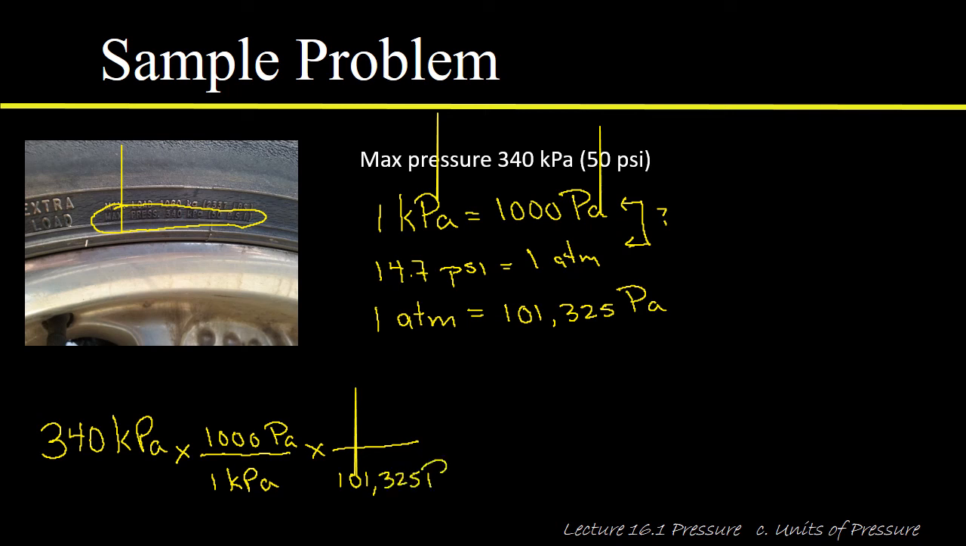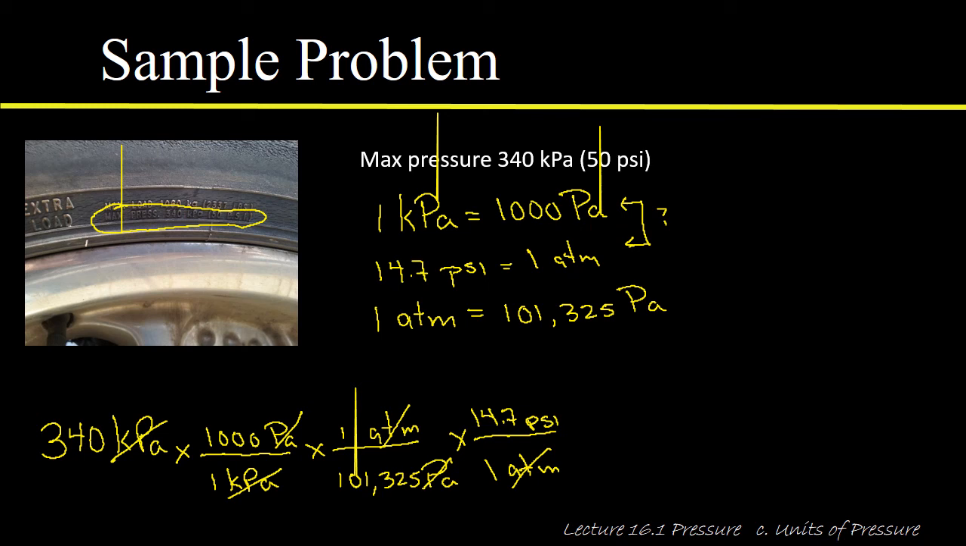So 101,325 pascals in the bottom, and 1 atmosphere in the numerator. And then to convert from atmospheres into PSI, we know that 1 atmosphere is 14.7 PSI. All right. If we look at our units, we see that our kilopascals will cancel, our pascals will cancel, atmospheres cancel, and we should end up with PSI.